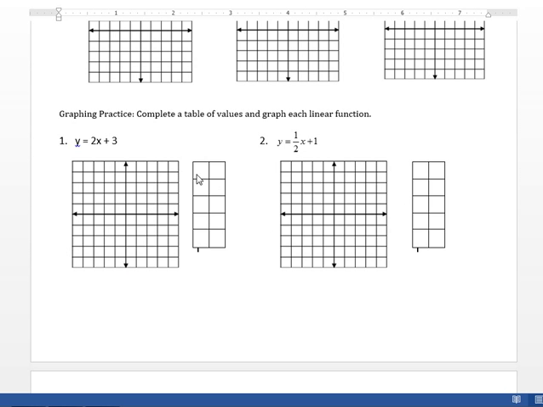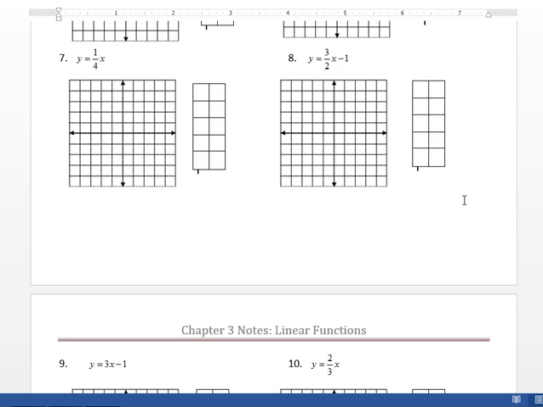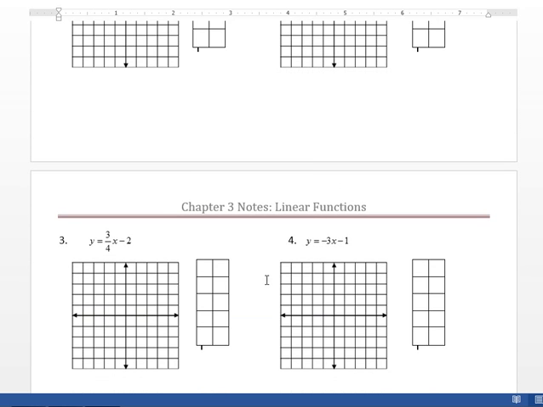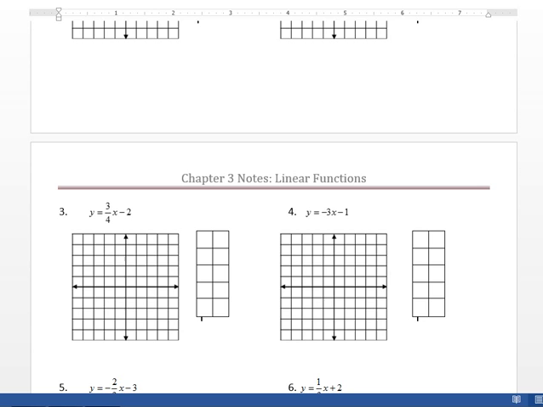So in your notes you have 2 more examples on this page, and then the examples continue for a while on the next page. What I want you to do is just finish this page. So just do number 1 and number 2, fill in the table and draw the graph, and then we will do a bunch of these in class.